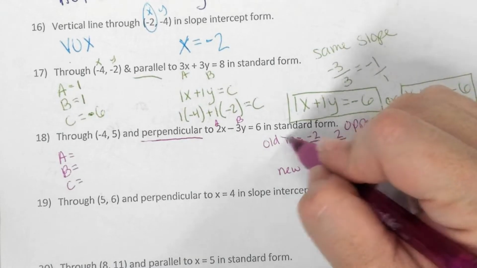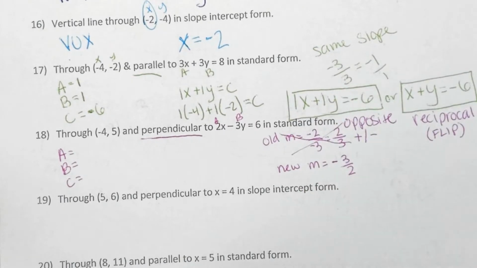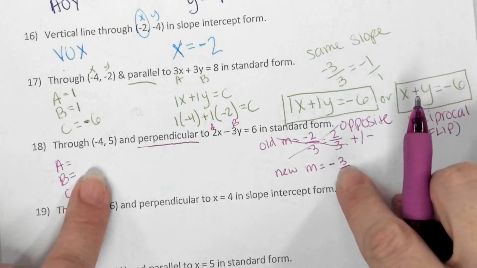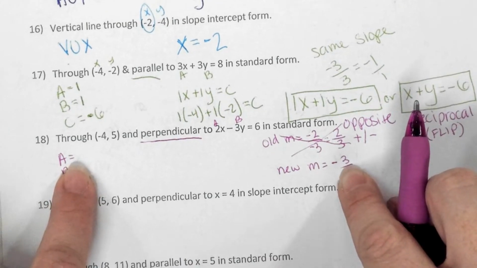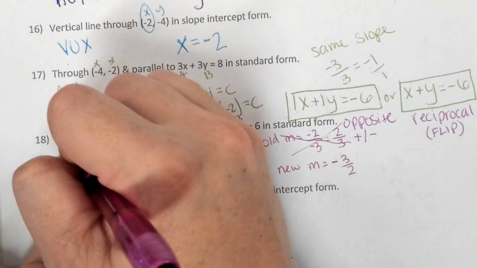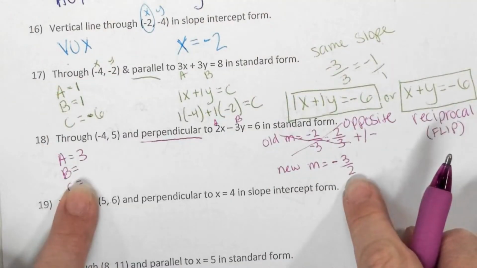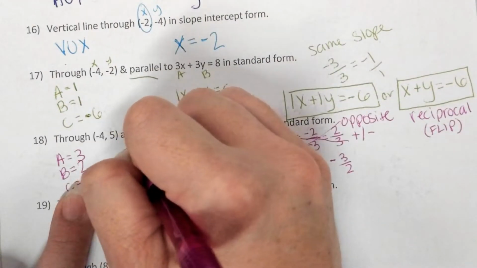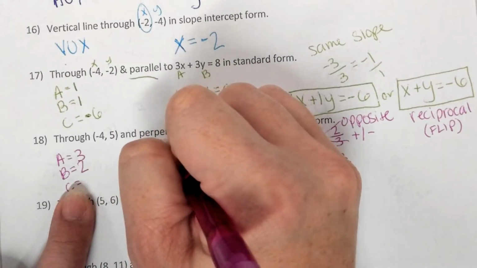So I'm going to cross off my old slope because I don't want it to throw me off, because I'm using the new slope, the opposite reciprocal slope. So what's the opposite of the top for my A? Negative 3, or positive 3, sorry. And exact B? 2. So I know 3x plus 2y equals C.